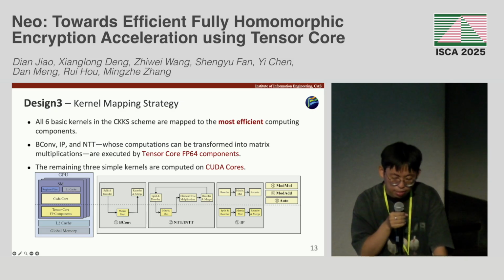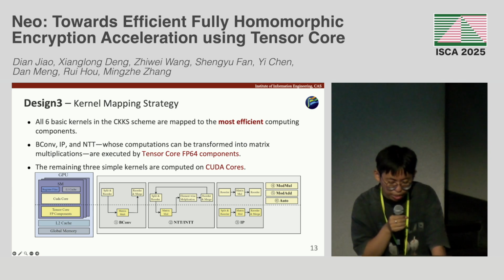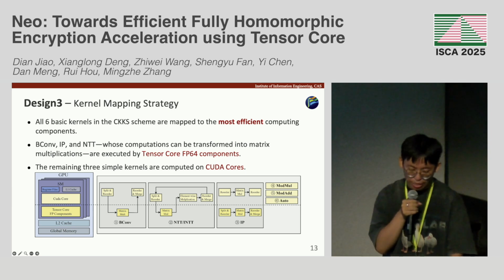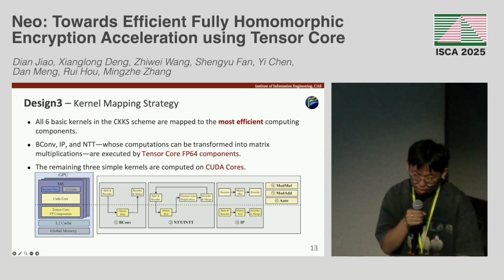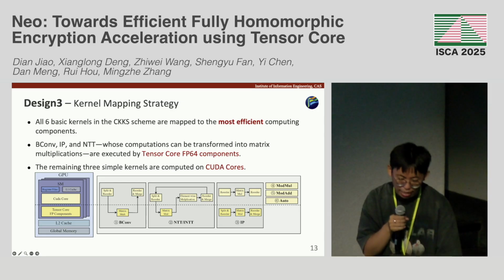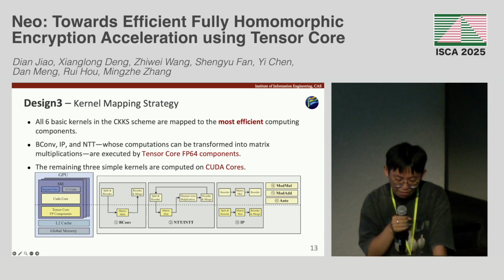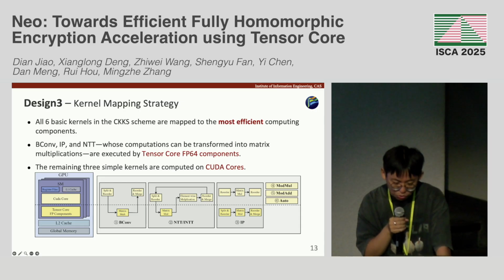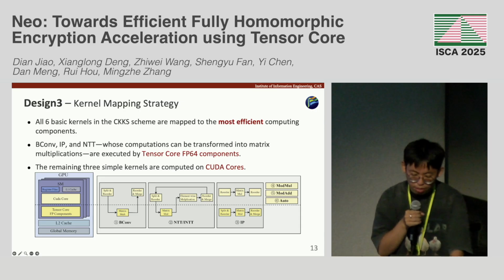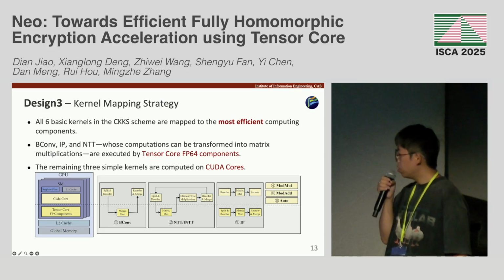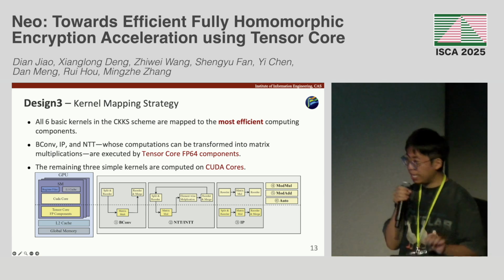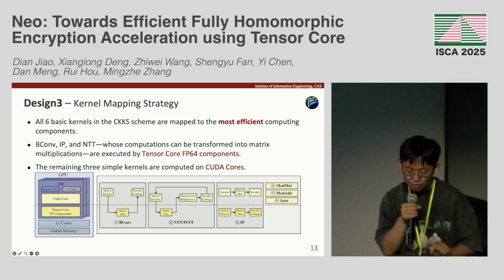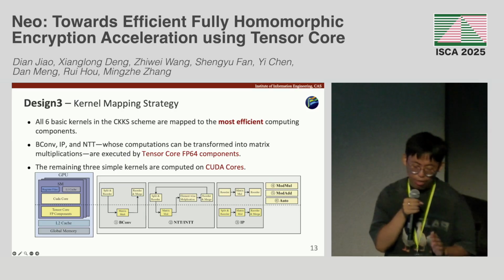Our third design is the optimized kernel mapping strategy. It achieves a better allocation of computational resources for the CKKS scheme. We map the basic kernels like this. Kernels transformed into matrix multiplications, base conversion, inner product, and NTT are mapped onto Tensor Core FP64 components to leverage their matrix computation efficiency. Simpler non-matrix kernels like mod-add, mod-mul, and auto, as well as data reordering and bit slicing and merging, are mapped onto CUDA cores.